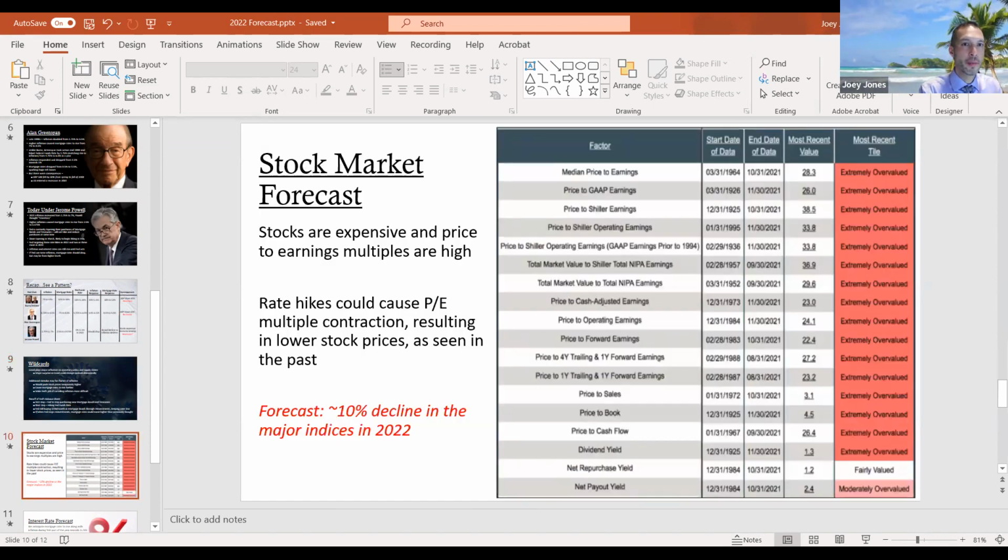This, when I was referring to everything being expensive right now, is looking at the median price to earnings, price to GAAP earnings. This is stuff that I don't really get into. I'm not an asset manager, but basically everything is incredibly overvalued in the stock market. We're due for a correction. This is showing the most recent value. Let's see if it has historical. Okay, it's just a forecast of a 10% decline in the major indices in 2022. So we're due for a stock market correction. I'll just leave this here for a second so everybody can take a peek at it, do a screenshot.